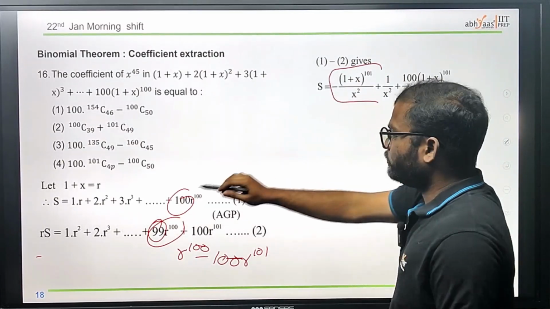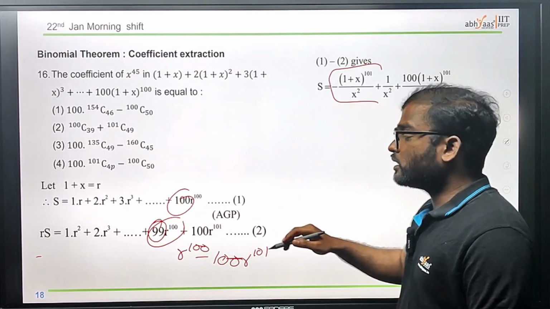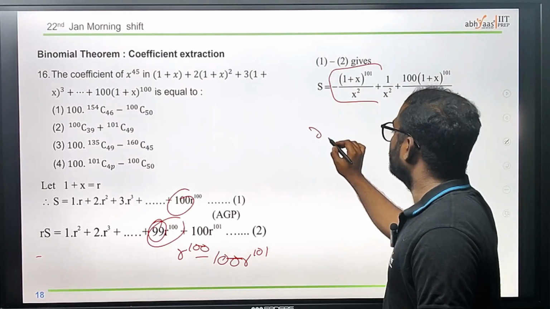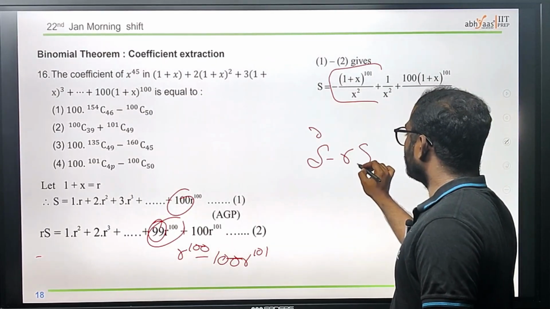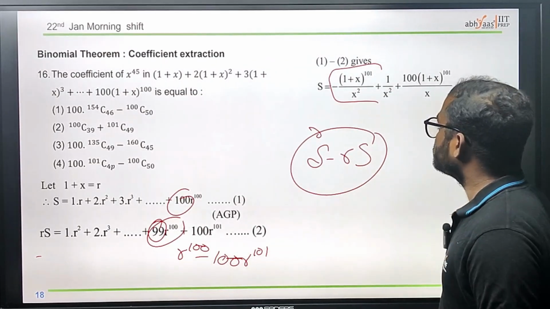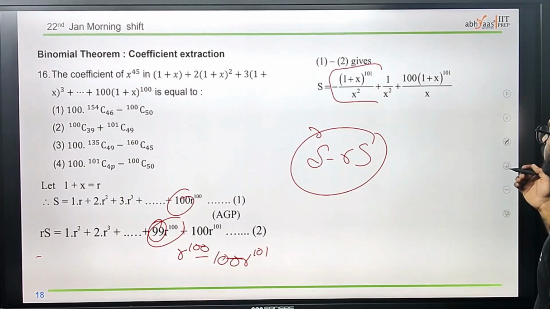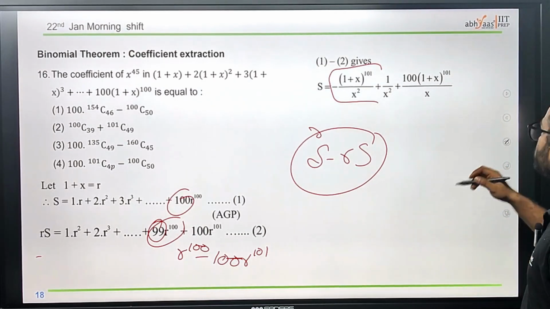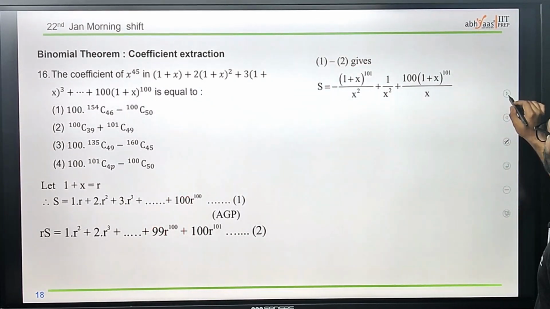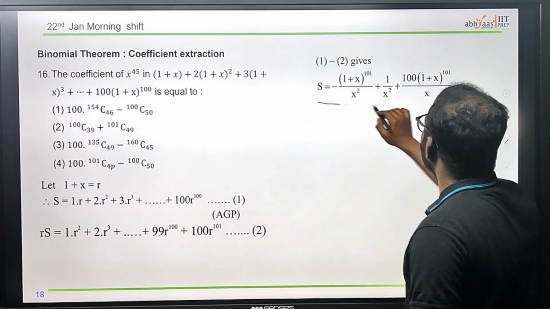Since we have S minus RS, we will take S as common and take 1 minus R to this side, that will be easy for us to understand. Now see here, further simplification leads to this one.